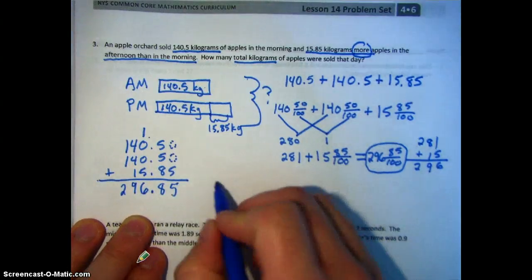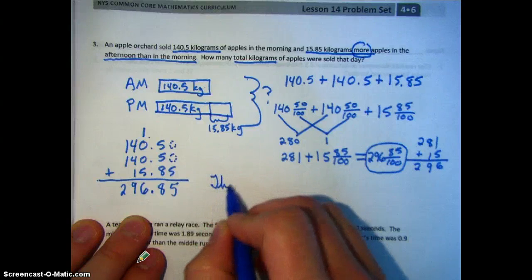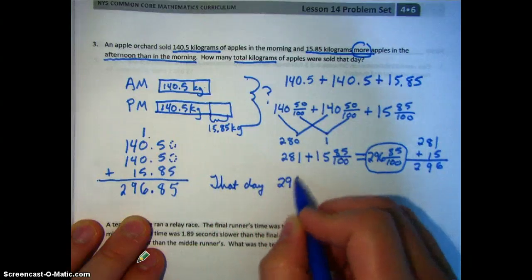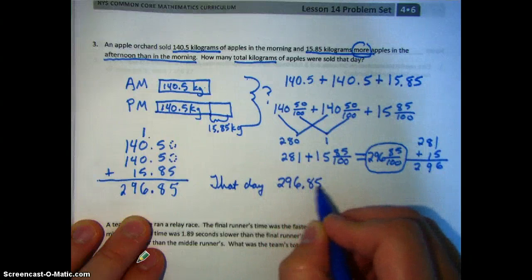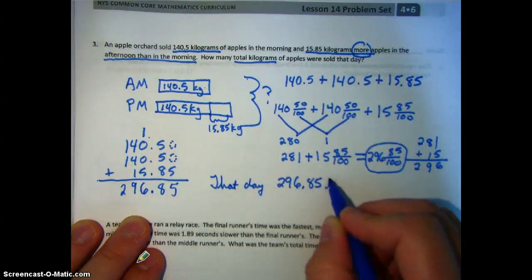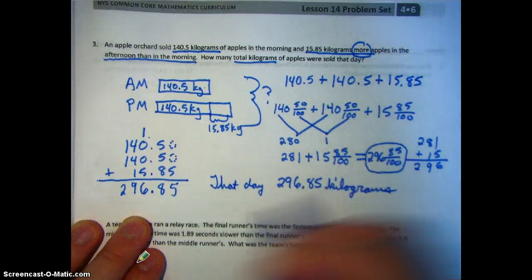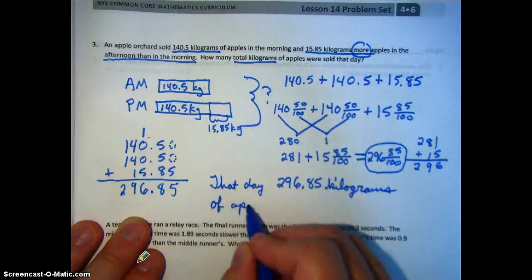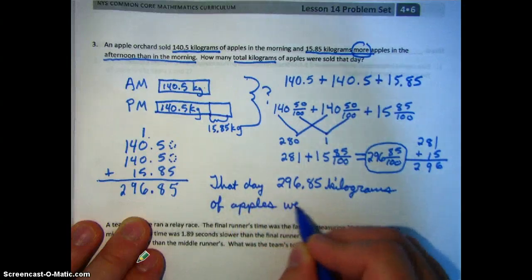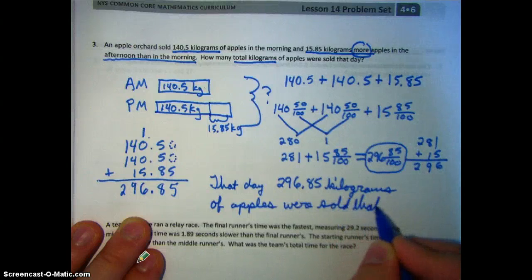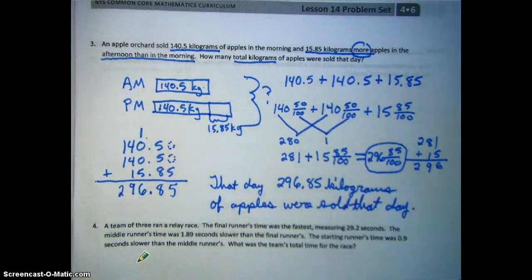Okay. So now our answer statement. That day, 296 and 85 hundredths kilograms of apples were sold that day. Okay, good. All right, last one here, number 4.